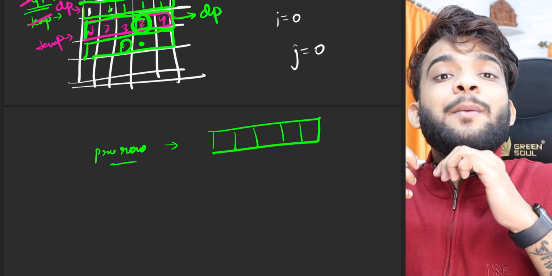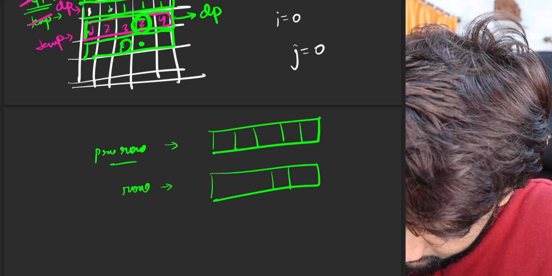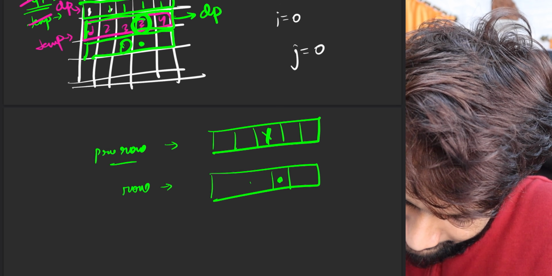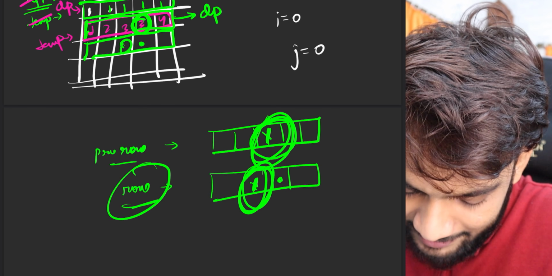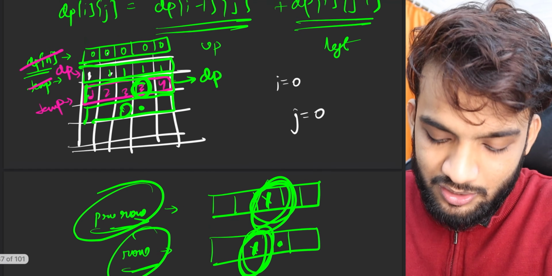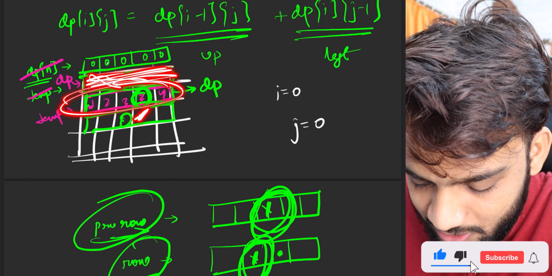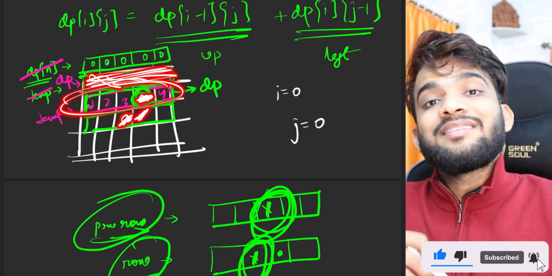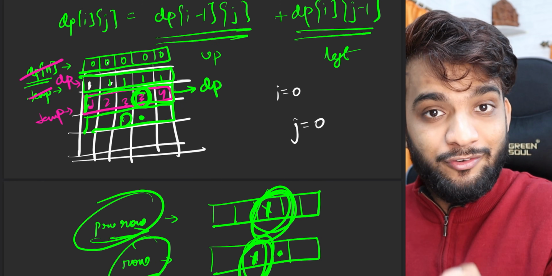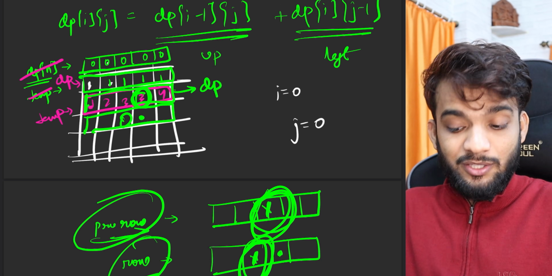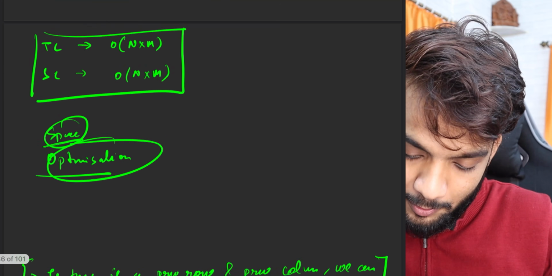Because if I'm storing the previous row, whenever I'm at the current row and trying to compute, let's say this guy, I'll require this guy and this guy. This guy I can easily get from the current row, and this guy I'll easily get from the previous row. In order to compute this, there is only a requirement of this up and this left. Thereby, we can always space optimize it. Got it? That's the proof. Now I'll show you how to space optimize.